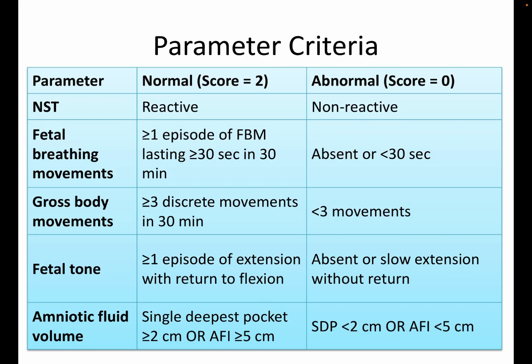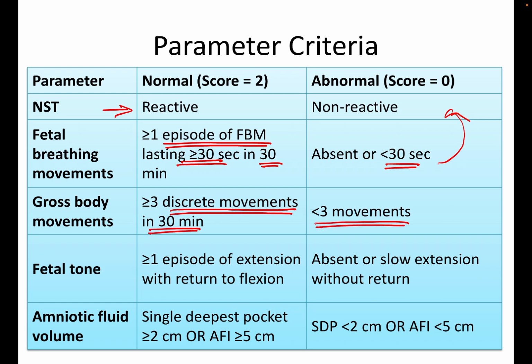In case of non-stress test, reactive will get 2 points, and if it is non-reactive, that is abnormal. Fetal breathing movement: greater than 1 episode of fetal breathing movement lasting greater than 30 seconds in 30 minutes. If it is absent or less than 30 seconds, it is considered as 0. Gross body movements: greater than or equal to 3 distinct discrete movements in 30 minutes, or if it is less than 3 movements, it is abnormal. Fetal tone: greater than 1 episode of extension with return to flexion will be considered as normal, and if it is absent or slow extension, it is considered as abnormal.